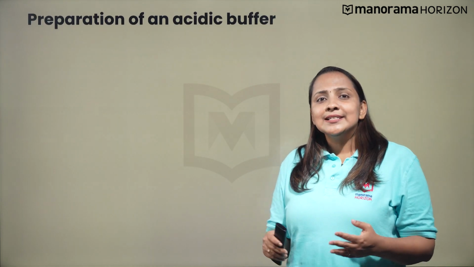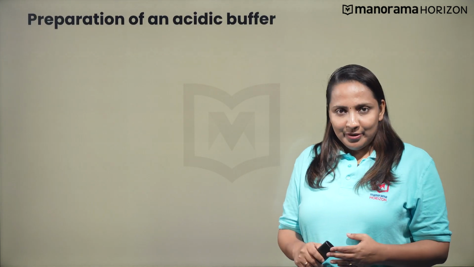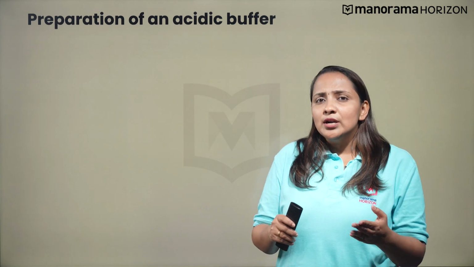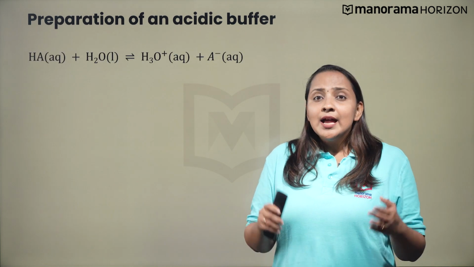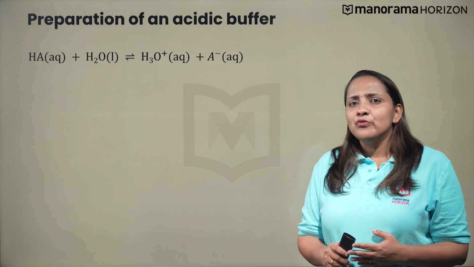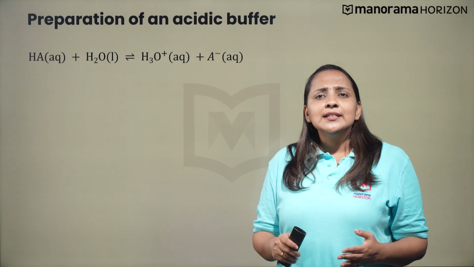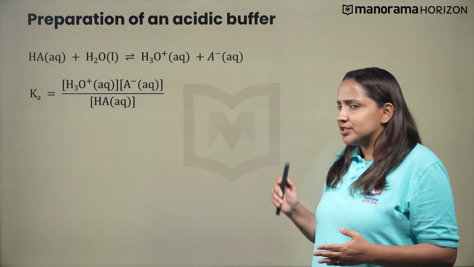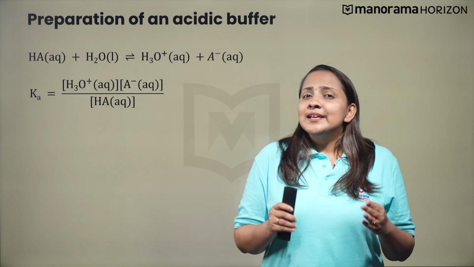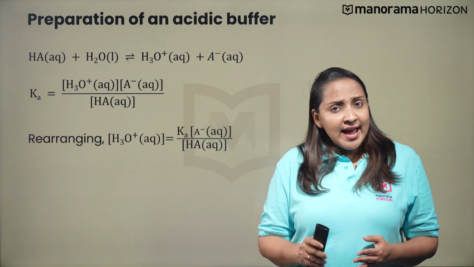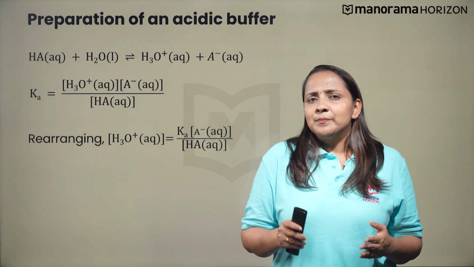Let us start by discussing the preparation of an acidic buffer. For this, you have to use a weak acid and its salt formed with a strong base. Consider the generic equation for the ionization of weak acid in an aqueous medium and its respective dissociation constant. You may rearrange the equation as H3O+ is equal to Ka [HA] / [A-].